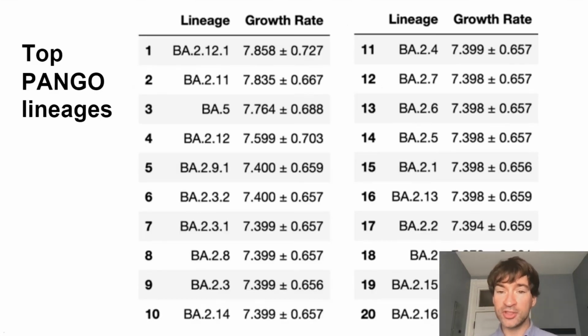Zooming in a bit on those results, we can also ask just what are the top 20 Pango lineages as inferred by our model. And here they are, and you can see they have quite large fitness advantages over the original Wuhan A variant by a factor of about 7 or 8. And all of these are various subvariants of Omicron. You know, BA.5 has seen quite a bit of attention in the press recently, but these are results as of April 18th, but they are sort of broadly consistent with what we observed afterwards. So that's also good to see.